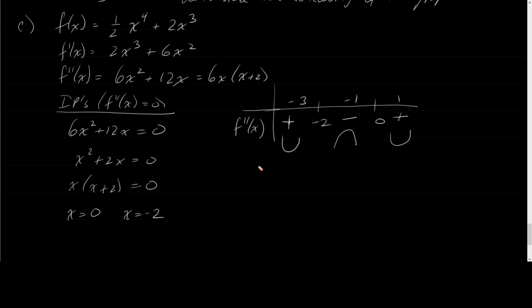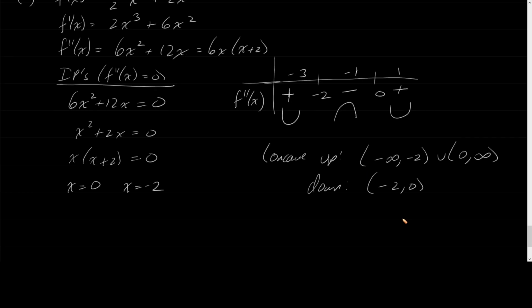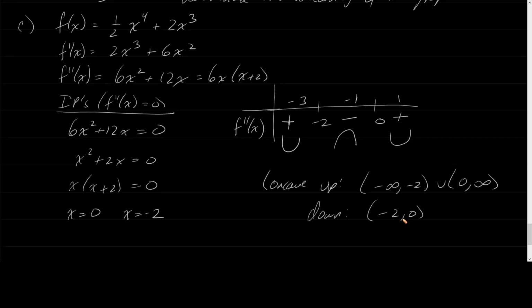Now, this answers the second question, the concavity of the graph, right? So we've got concave upwards from -infinity to -2, and then again from 0 to infinity. Concave downwards from -2 to 0. And now as far as finding the actual inflection points, well, they're points in the graph. We know where the second derivative is 0, so all we need to do is plug those into the original function. And what does that give us?